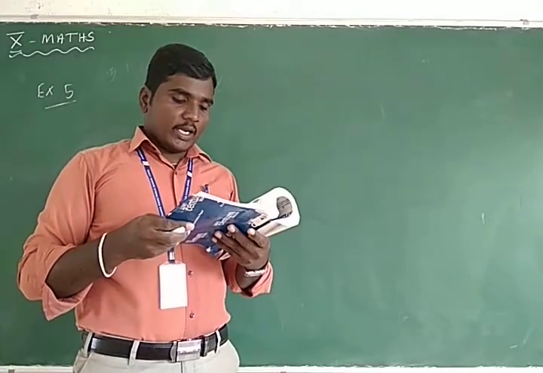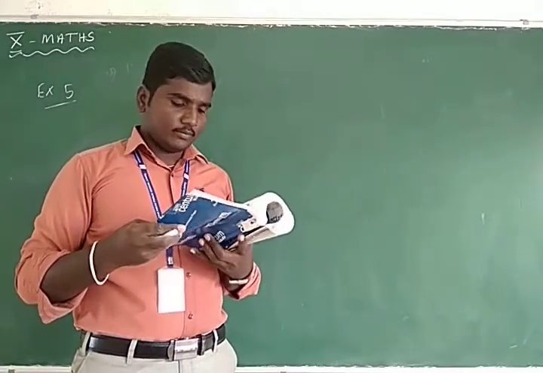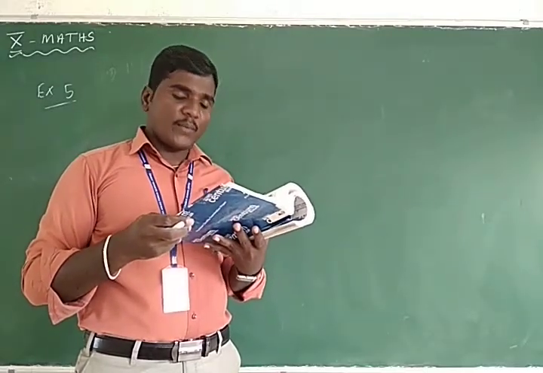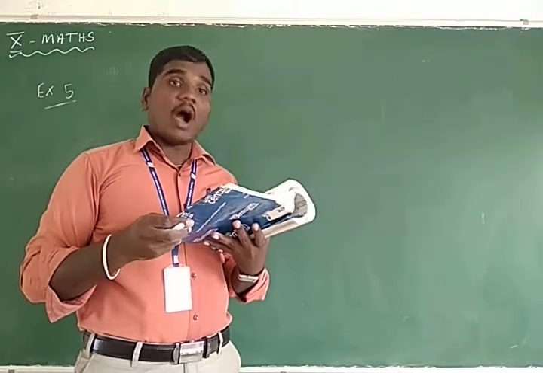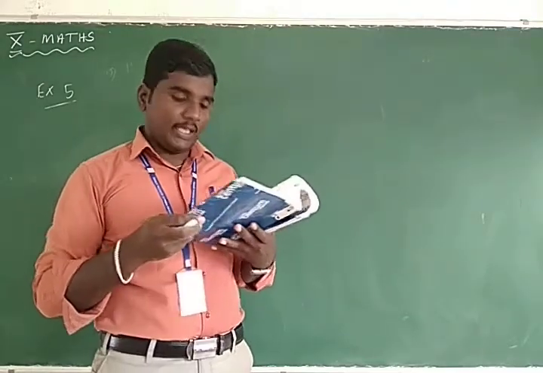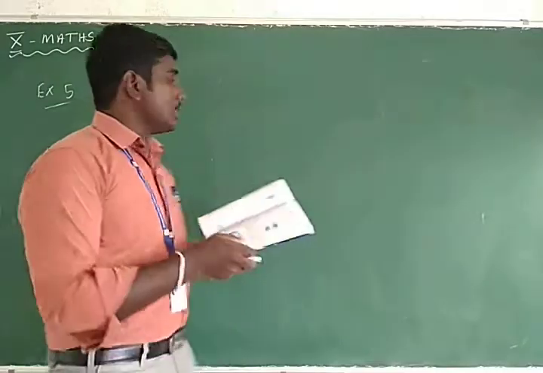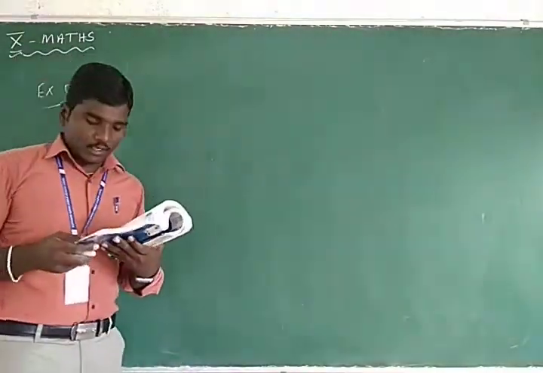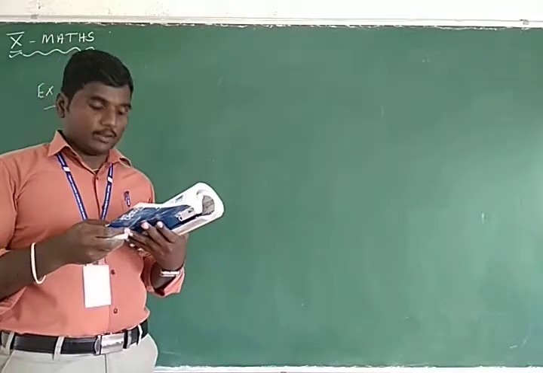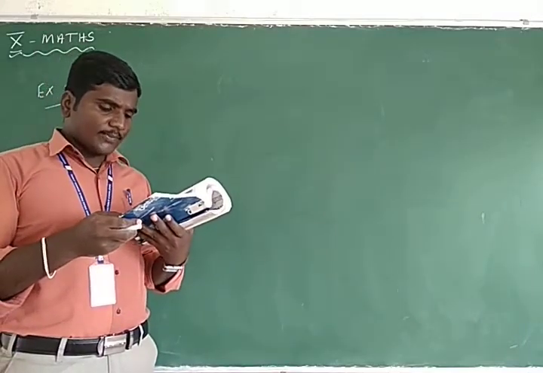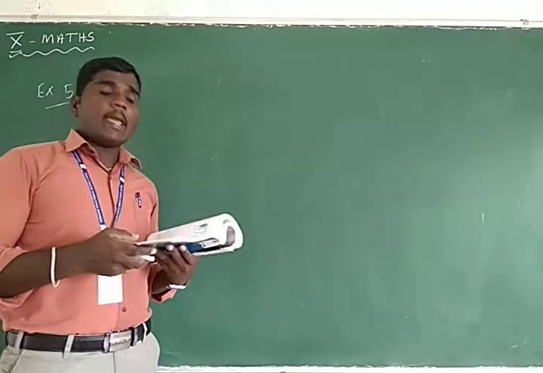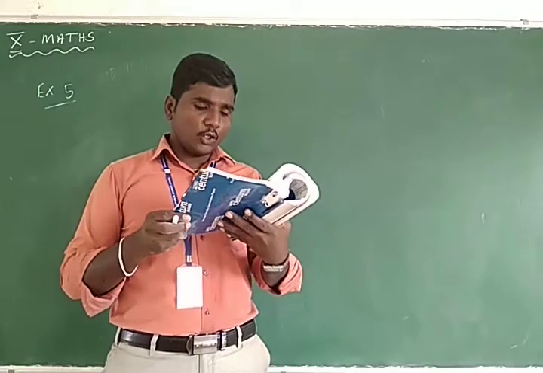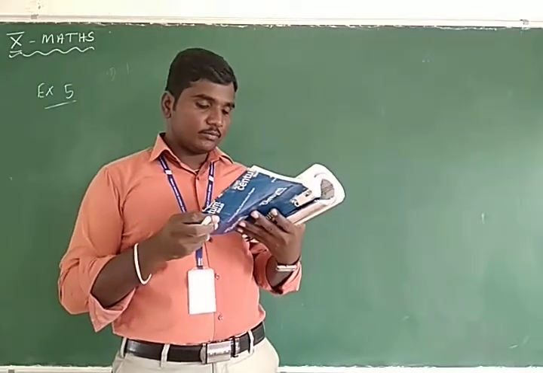Sandra runs an industry in a shed which is in the shape of a cuboid, surmounted by a half cylinder. See the figure like this: one cuboid surmounted by a half cylinder. One shed. If the base of the shed is of dimension 7 meter by 15 meter, and the height of the cuboid portion is 8 meter.